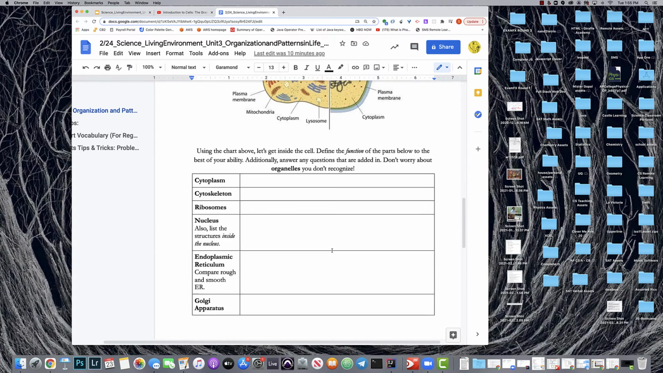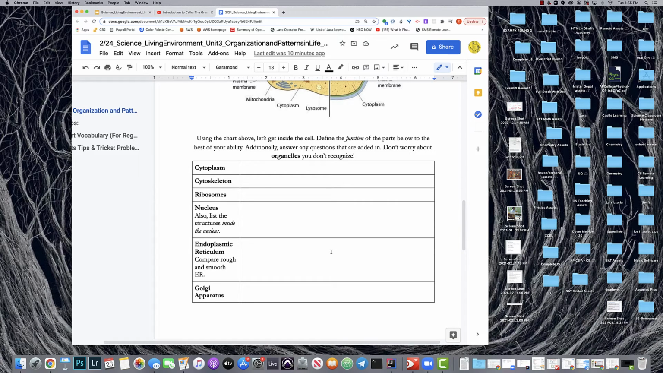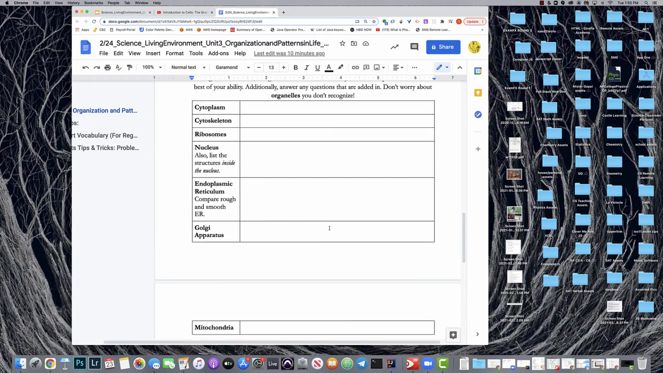Down here below, and again, this is kind of entry point stuff that I would do for a lot of lessons, but I do think it's important to have a resource on hand for you. I want students to purely define the function of the parts below. Now you'll note that I'm giving them one instruction for all of the organelles that we cover and are important for now.